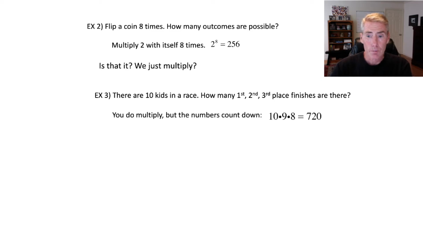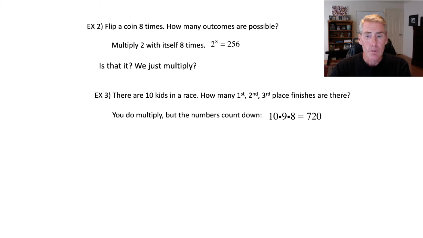Once that first person has crossed the finish line, there's no longer 10 people left, there's 9 people. And after the first and second place people are finished, then there's 8 kids trying to get third place. So it turns out that you do need to multiply, but in this case you can't repeat, because you can't have the first person also getting second place and third place. They need to be different people, so you need to count down. 10 times 9 times 8, which is 720 different possibilities.